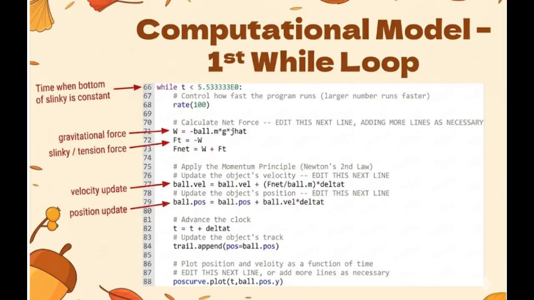I used two different while loops to reflect the two phases of the drop. The first one is the collapse. In that first loop, I ran from t equals 0 to 5.53. The slinky is still collapsing. I modeled the net force as the sum of gravity and tension. Because they are equal and opposite, the net force on the bottom is 0. You can see in my code where I update the position based on this 0 net force.